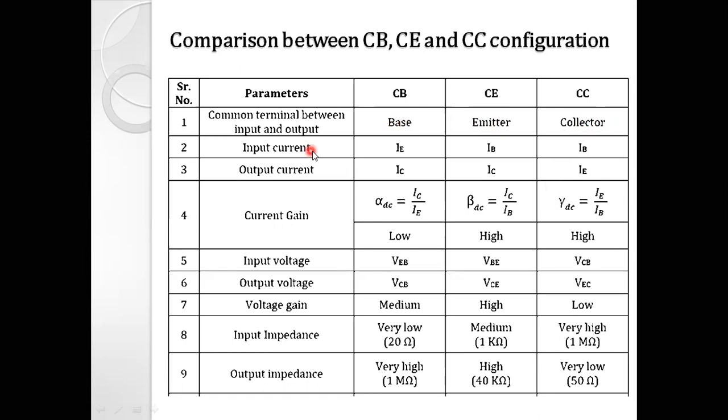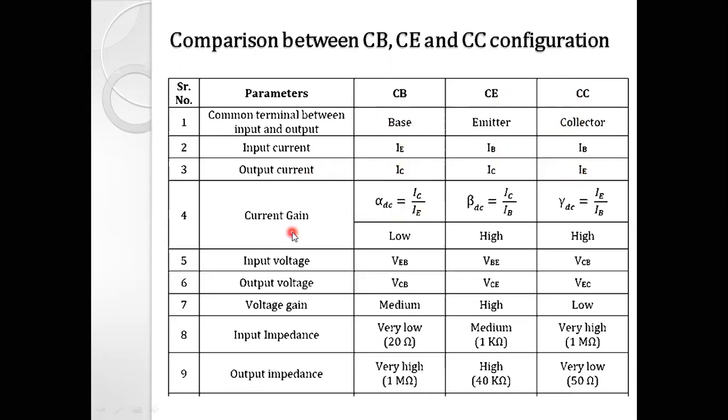Which one is the input current for each of the configurations? In common base, input current is IE. In common emitter, input current is IB. And in common collector also, the input current is IB. Output current in common base configuration is IC. Common emitter configuration is also IC. And common collector configuration is IE.